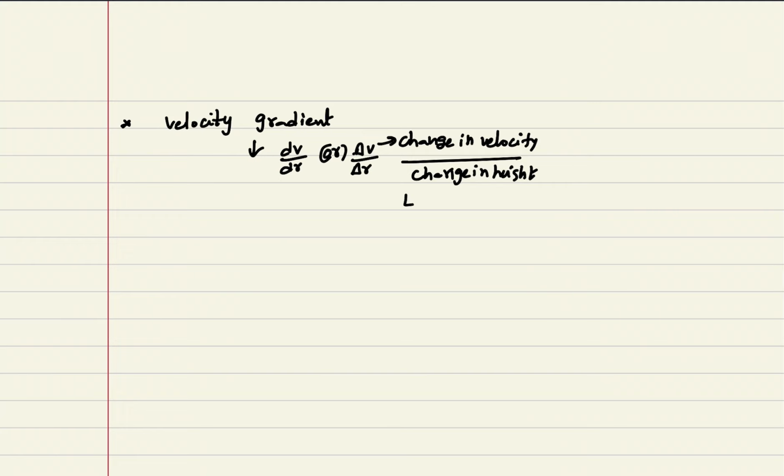Change in velocity can be written as meter per second, so L by T, divided by the height, which is L. So we get 1 by T, that is equal to T power minus 1. The same thing, I am going to write one more thing: velocity gradient and angular velocity.